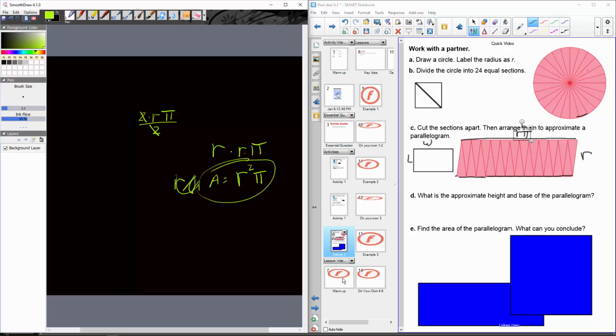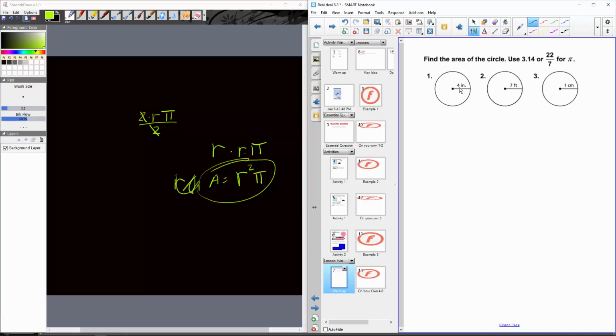Okay. Now that we know the formula, it's really easy to solve these things. So for instance, if I look here, this would just be 4 times 4 times, and I could either use the 3.14, or I'd say 16 times 22 divided by 7. In any case, it's about 50.24. This would be 7 times 7 times one of these things, and I'll get approximately 154. And 1 times 1 is 1 times pi is pi, so 3.14.